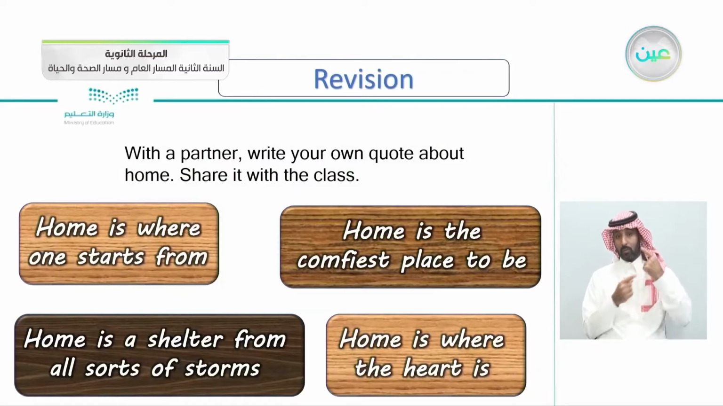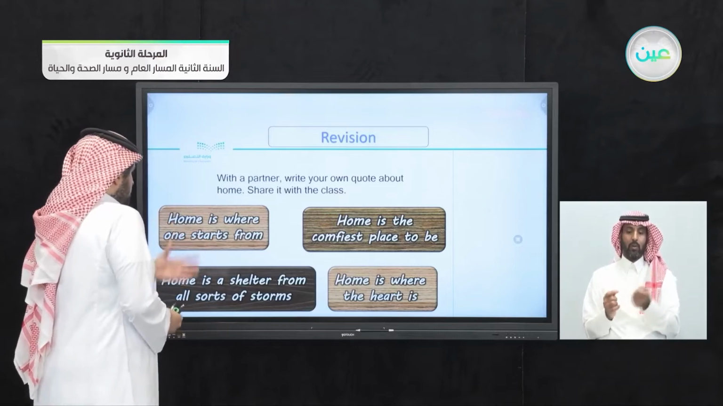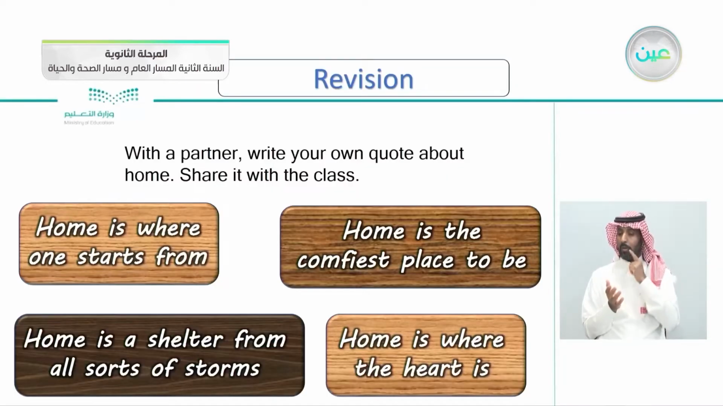If you remember the pair work lesson, it was: with a partner, write your own quote about home. If you remember this exercise, to write your own quote, your own saying about a home. For example, we have written, home is where one starts from, or home is the comfiest place to be. Home is the shelter from all sorts of storms. Home is where the heart is. So this was our previous lesson, the pair work.